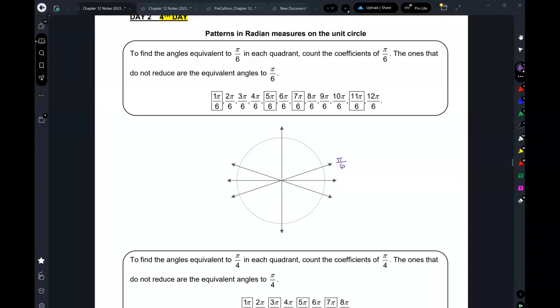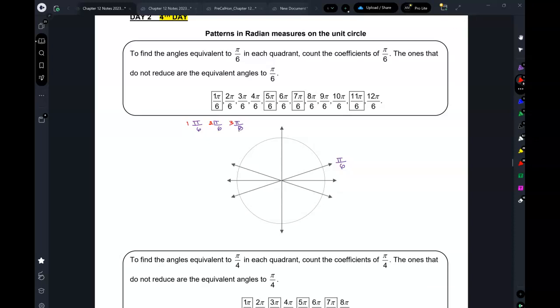Now, I want to label the other 3. So here's how I do it. I basically have pi over 6. That's 1 pi over 6. And now what I'm going to do is change that coefficient. So from 1 pi over 6, I'm going to go to 2 pi over 6, then 3 pi over 6, 4 pi over 6, and so on and so forth. Now, this 1 pi over 6, there isn't much I can do there.